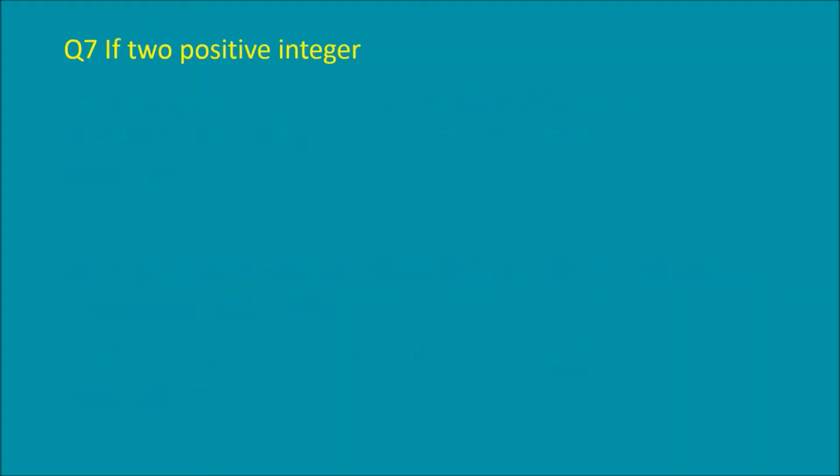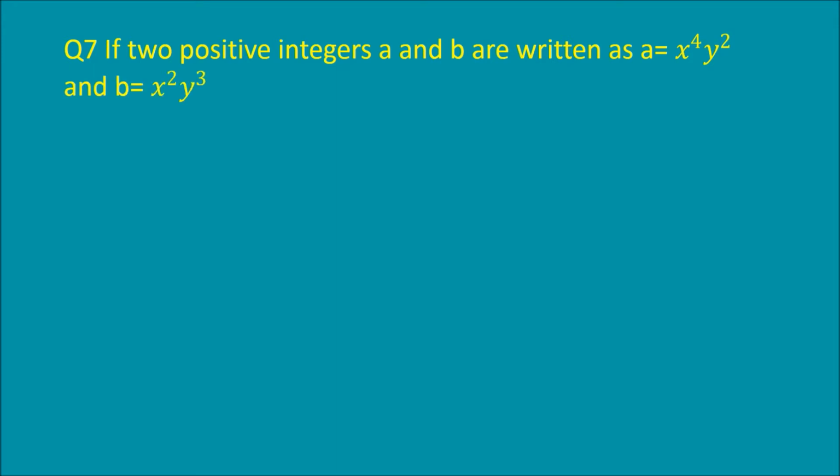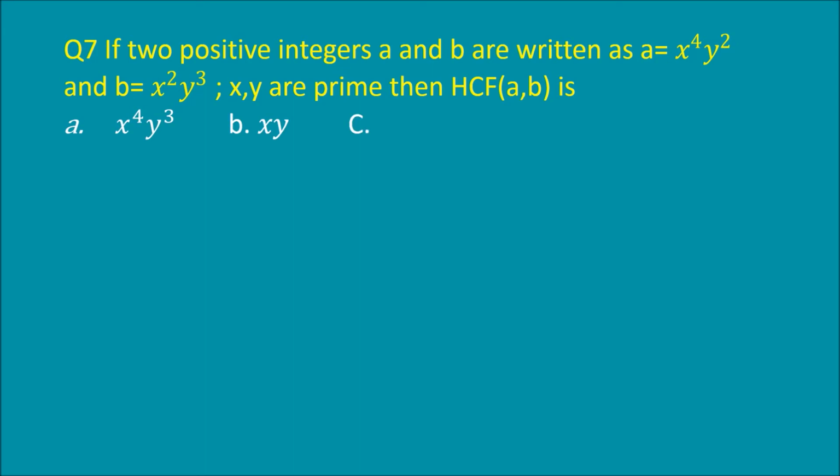Question 7. If two positive integers a and b are written as a = x^4 y^2 and b = x^2 y^3, where x and y are prime numbers, then what is the HCF? The options you can see here. Find out the correct answer. It's D, x square y square. Let's see the solution.